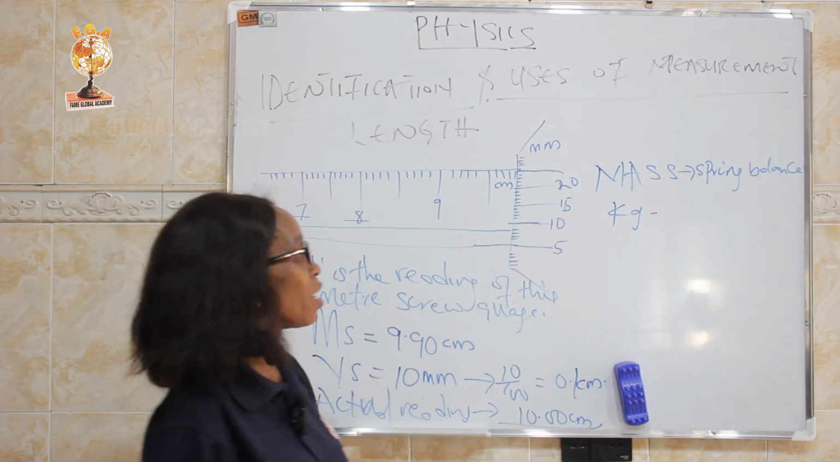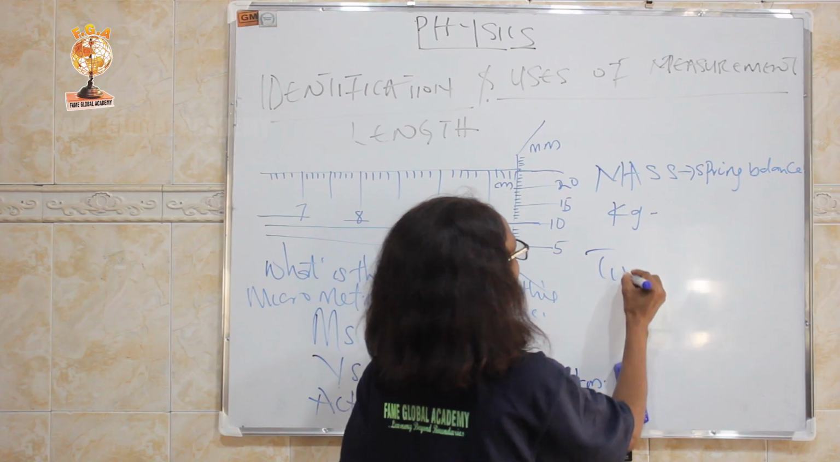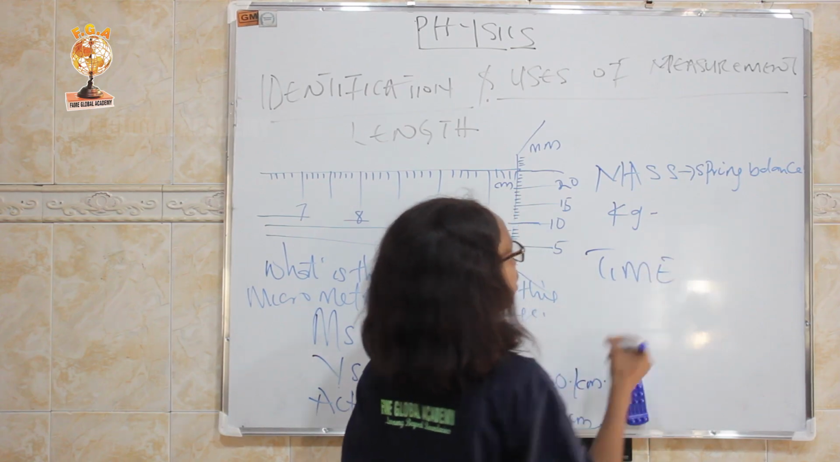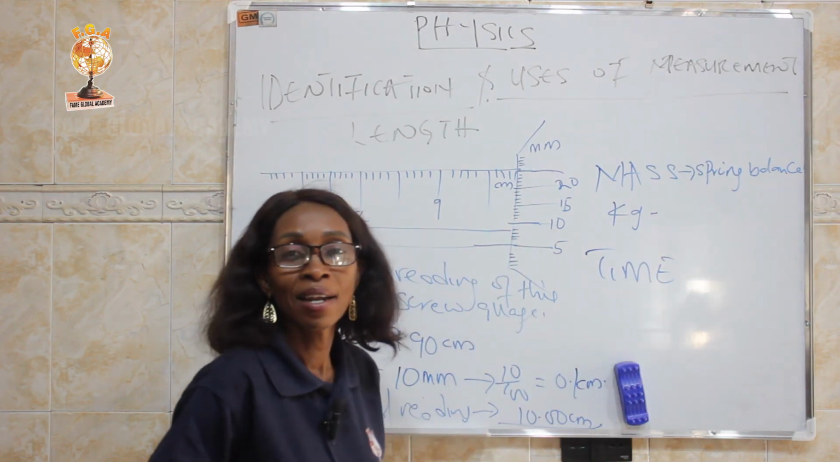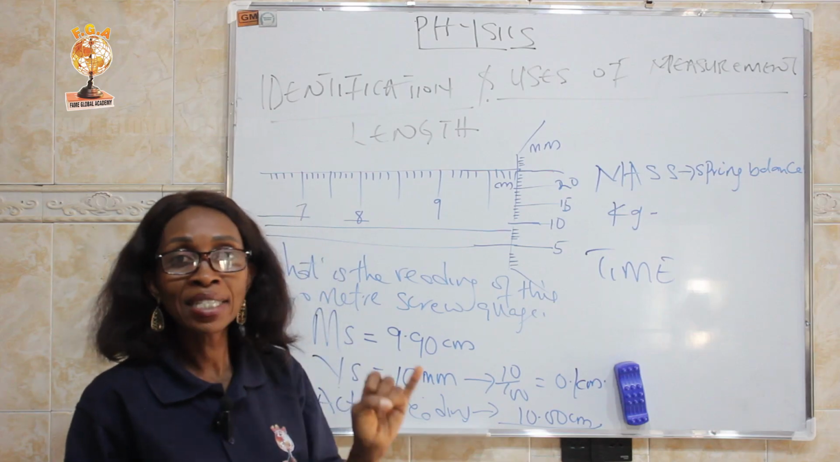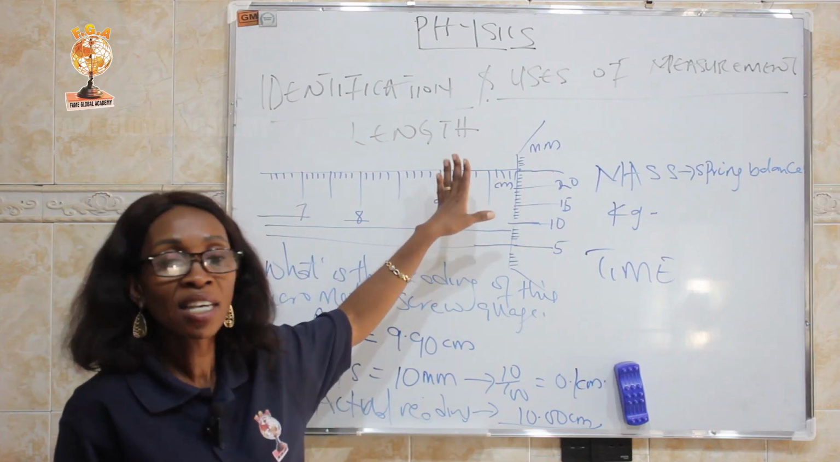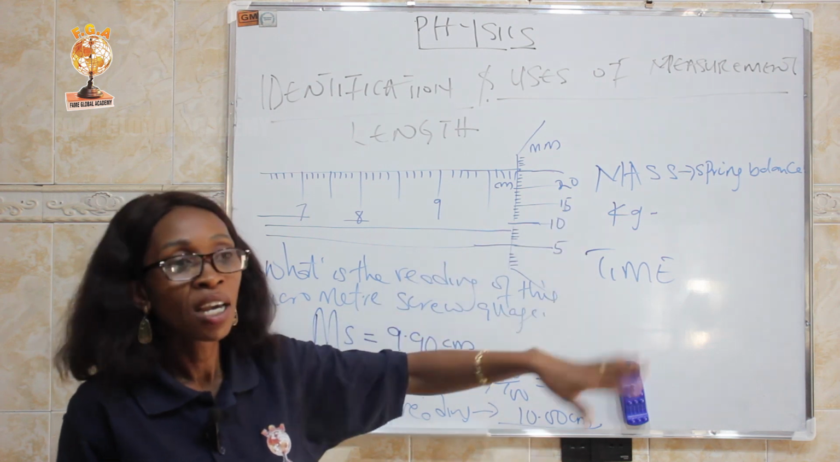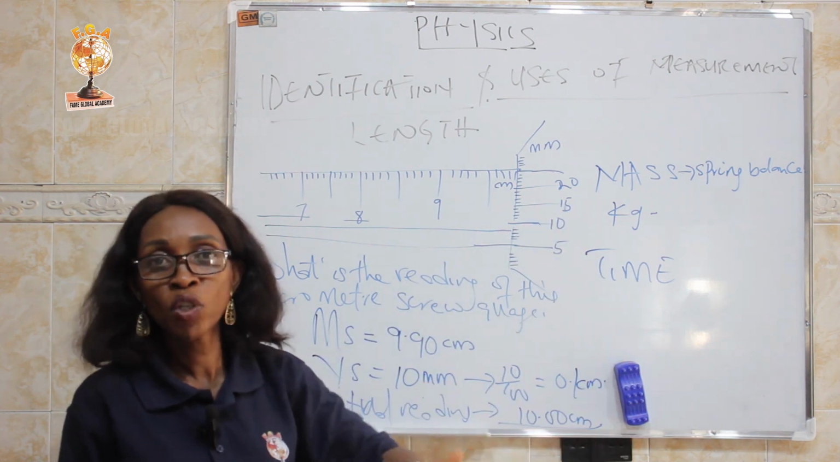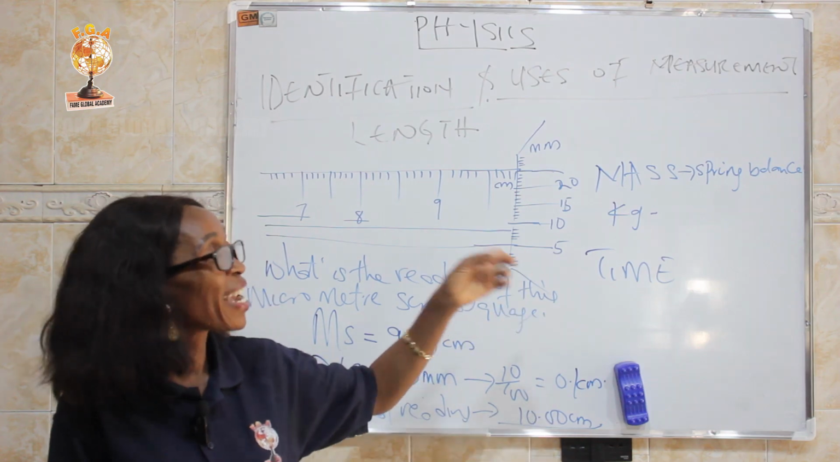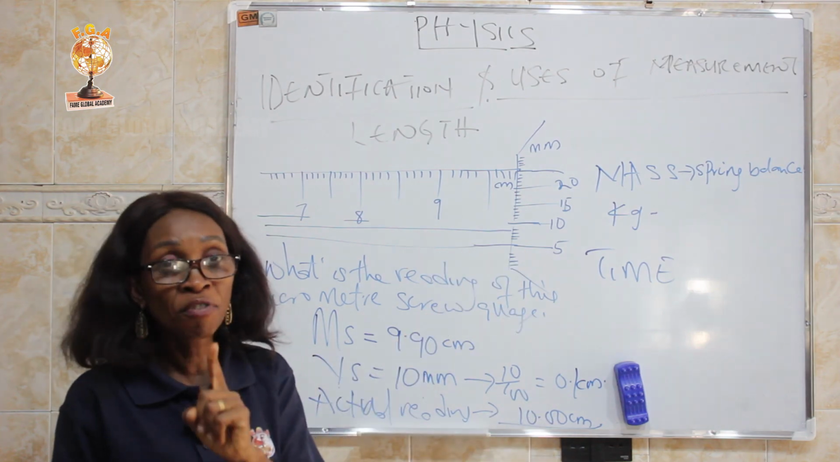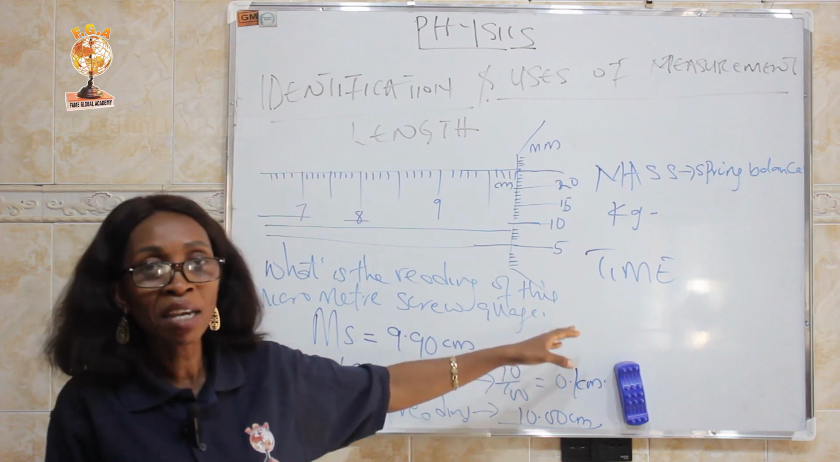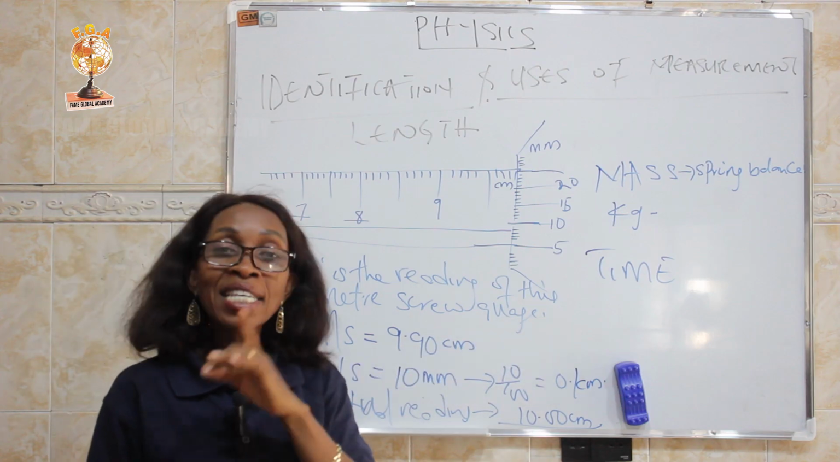Then I say time is also one of the most important. I named them before we started: mass, length, and time. We have dealt with length extensively, and then mass using spring balance, chemical balance, as the case may be, whatever you want to measure. And remember, it is in kilograms. Very, very important. Then time, the SI unit for time.